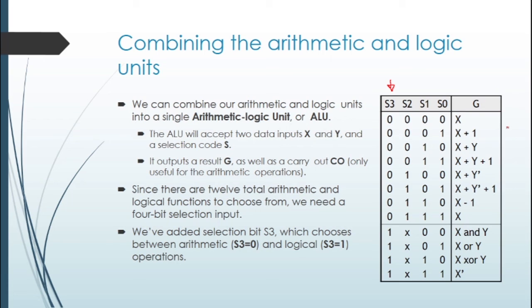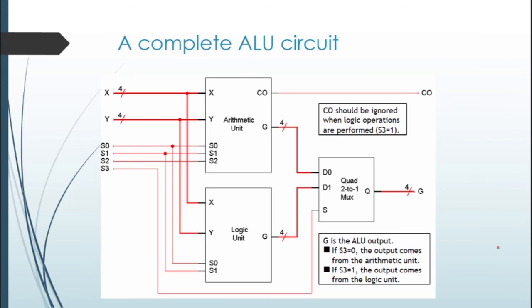So the final output will have a 4-bit selection, and this S3 is just going to select either from the arithmetic or the logic unit, which the output is going to select from. So this will be a complete ALU circuit. This will have X and Y, the 4-bit X and Y going to both these arithmetic and logic units. S0, S1, and S2 are there.